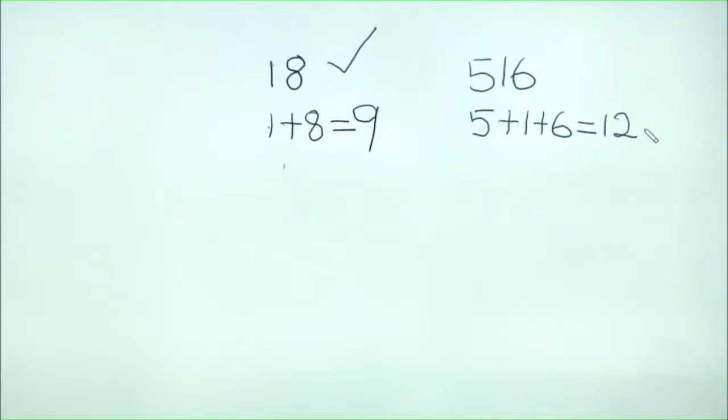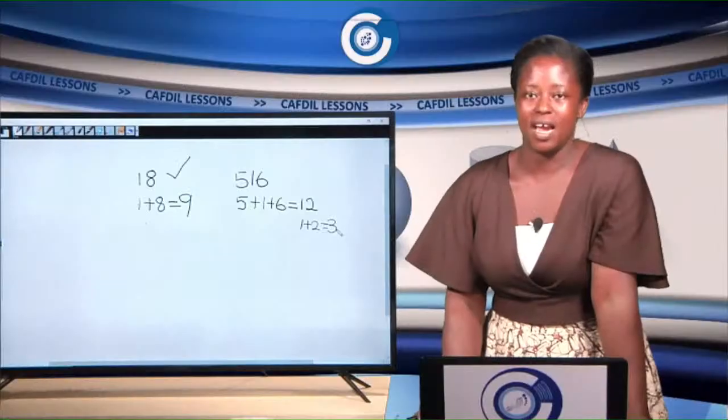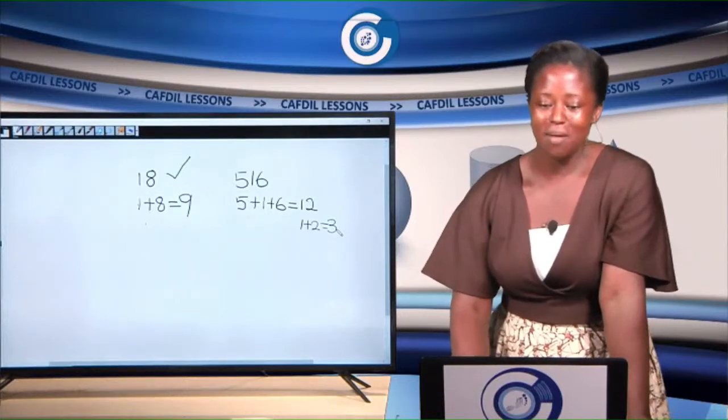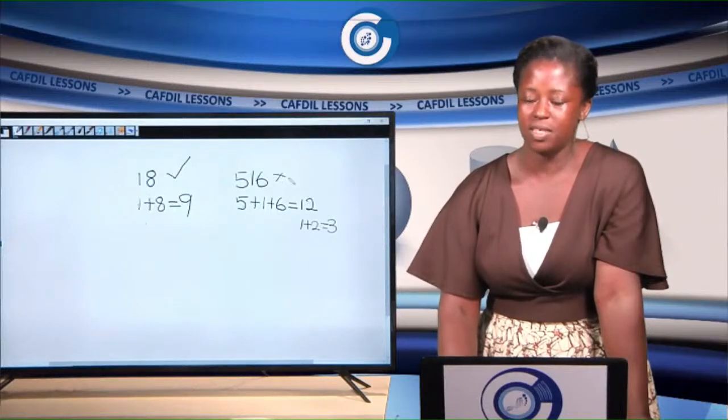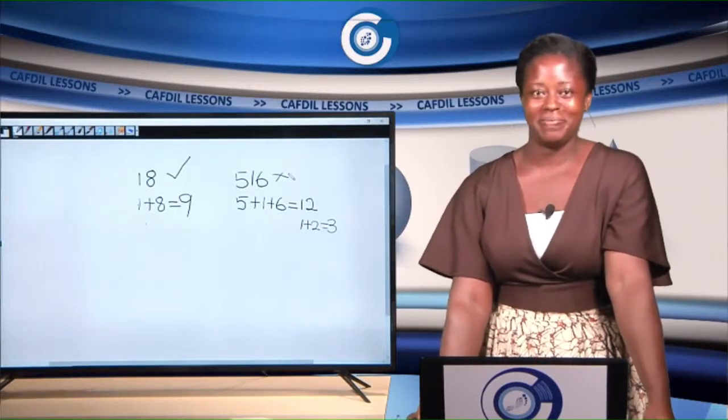Learners, is 12 divisible by 9? We can still check and see. Let's do the 1 and then 2. We can do it down here. 1 plus 2 gives us 3. 3 is not a multiple of 9. Therefore, the number 516 is not divisible by 9.